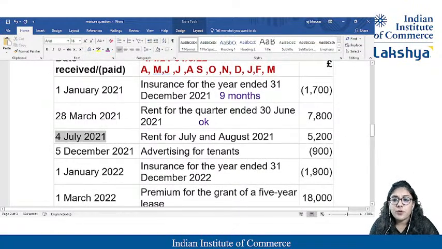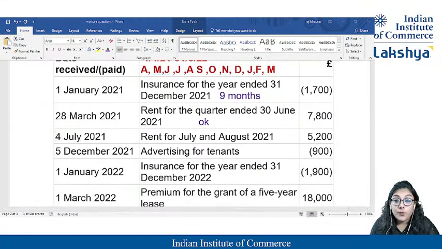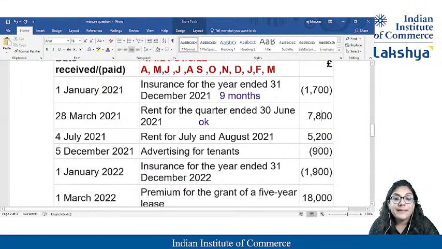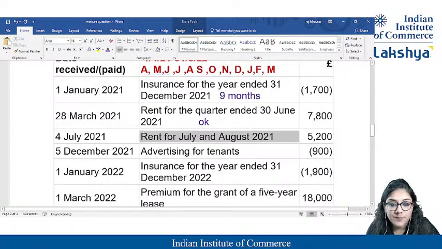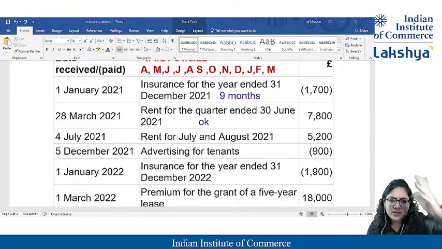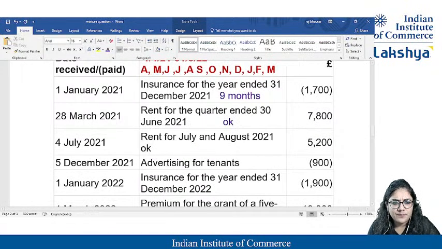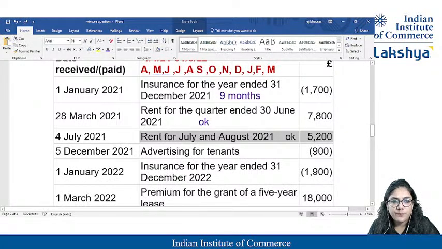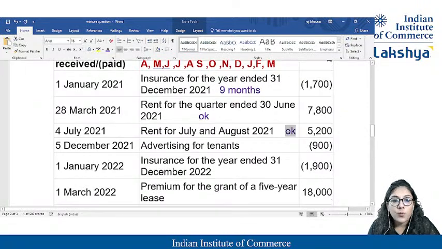What is given on 4th July 2021? Over here I received rent. Rent for the first quarter is done. Now rent for July and August, only 2 months, so I already have April, May, June, July, August. It's for the next 2 months, not a big issue, so we need not make any adjustment for this.